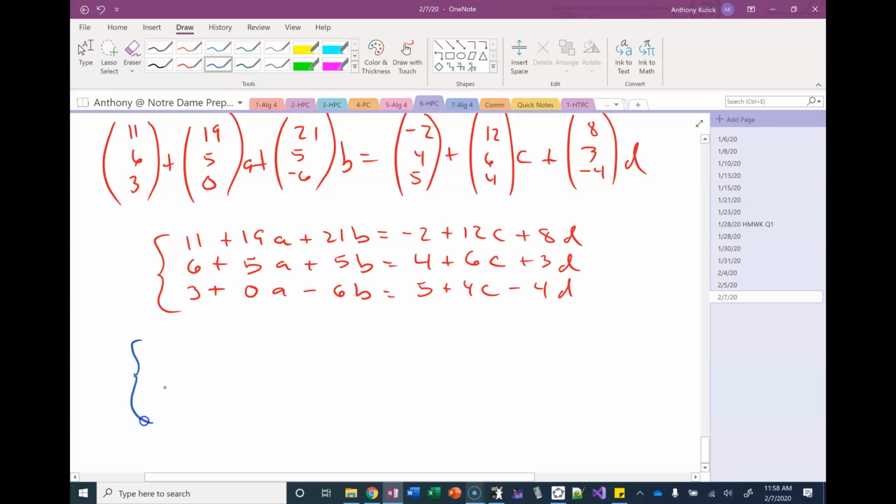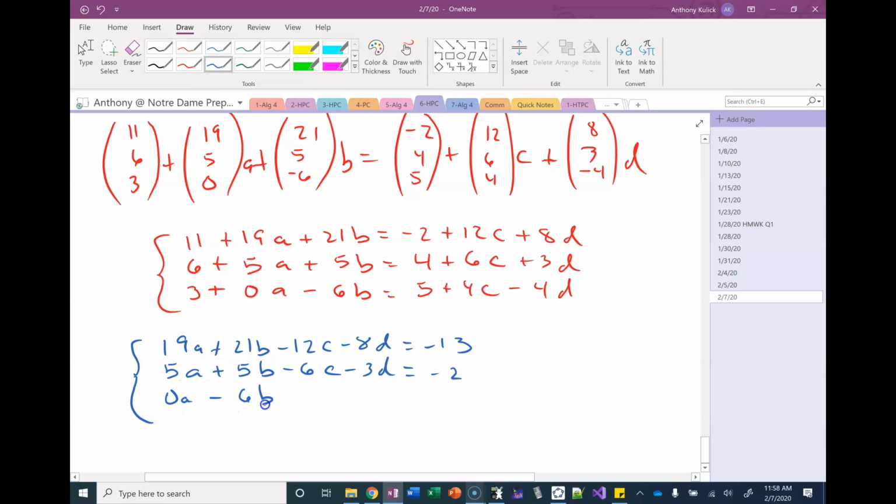So I'm going to set this up getting the A, B, C, and D's on one side, and then the constants on the other. Note when I'm doing this, I'm being careful because the A's, B's, C's, D's, and constants all need to line up with each other vertically. So if they're not lining up, you're going to get issues when you try to solve your system.